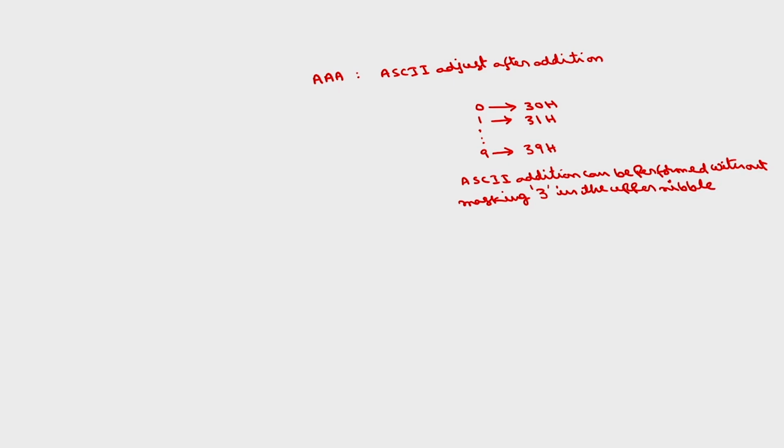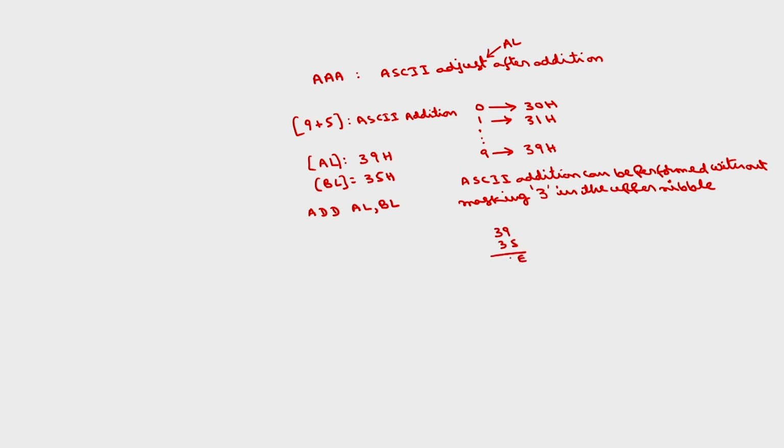So how will this be performed? For example, if I want to add ASCII characters 9 plus 5, I want to perform 9 plus 5 ASCII addition. We take this into accumulator AL; this also will adjust AL, this also works only on register AL always. If I take AL as 39H, which is the ASCII code corresponding to 9, using a move instruction, I am not writing that. Then BL, say 35H, the ASCII code corresponding to 5. So if I write ADD AL comma BL, what will be the result? It should be 39 plus 35, which is equal to 6EH.